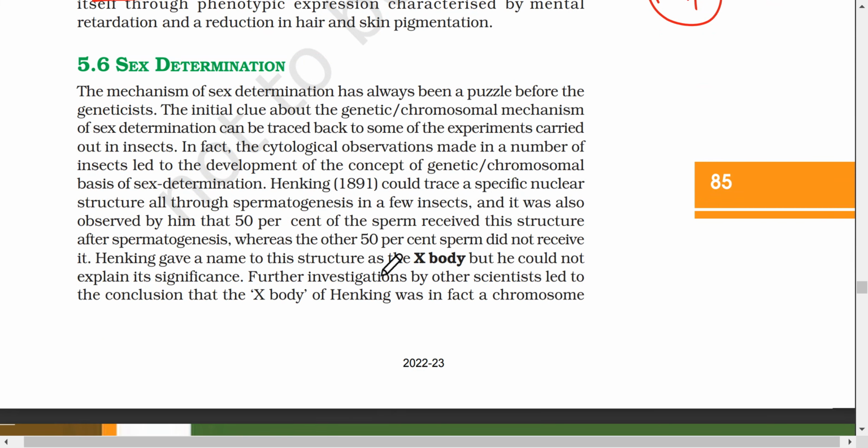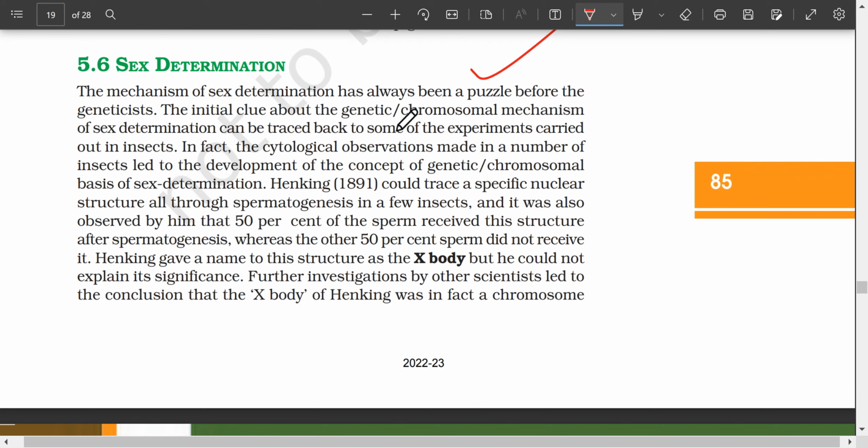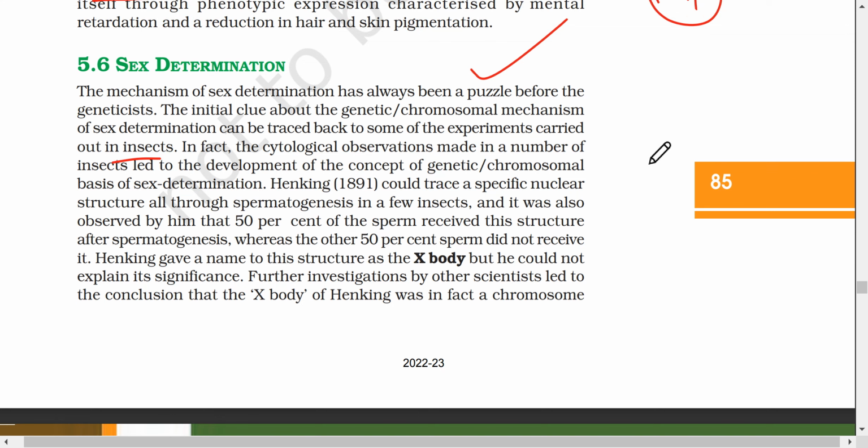Sex determination. The mechanism of sex determination has always been a puzzle before the geneticists. The initial clue about the genetic chromosomal mechanism of sex determination can be traced back to some of the experiments carried out in insects. तो कैसे बोलेंगे मेल है या female है? Fine, very easy. In fact, the cytological observations made in a number of insects led to the development of the concept of sex or chromosomal basis of determination.